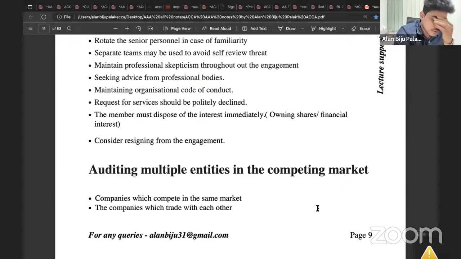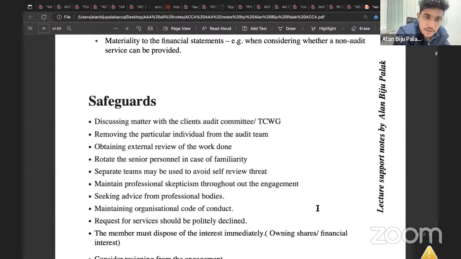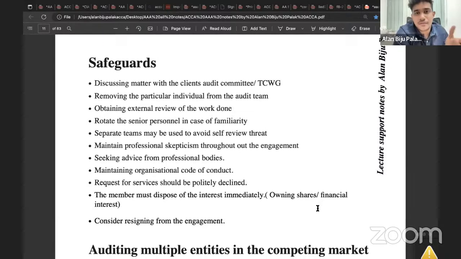And I have already taught you that whenever you identify ethical threats, you must always provide safeguards in relation to each of the ethical threats identified. So these were the common safeguards which we have already discussed, like using separate engagement teams. But for listed entities, we cannot do that. Always keep in mind, when we audit a listed entity, we should never provide any other services when we provide the audit services to them.